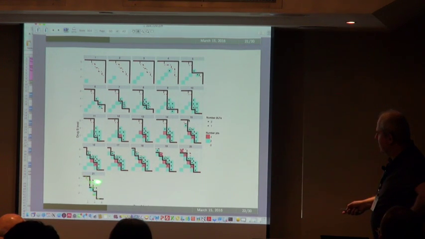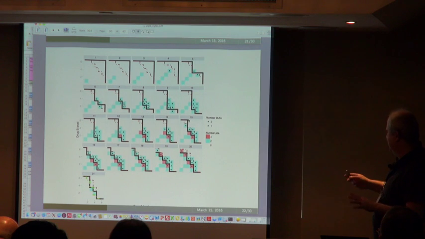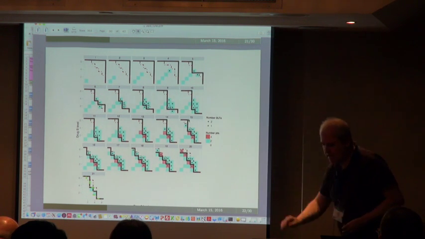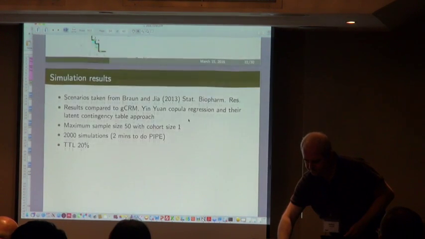The last contour has 2 doses that are recommended as the MTDs. I think the green was the truth, or I can't remember which one. But that's a simulation of 1 trial.